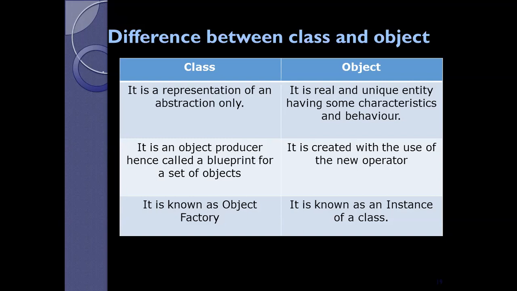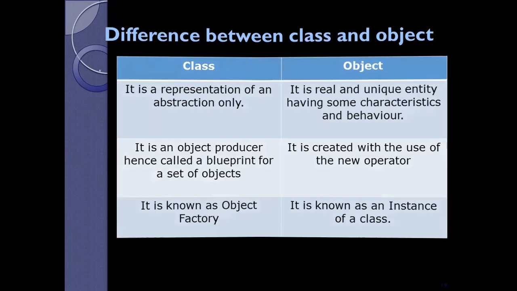Object is created with the use of a new operator. We have already seen the syntax for creating an object. It is created by using a new operator. Third point, class is also known as an object factory. We have already seen the reason for the same. And object is known as an instance of a class. With this, we end the explanation of chapter number 2.